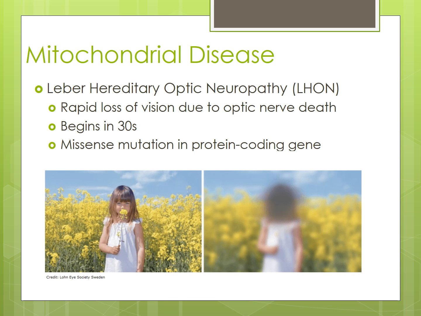An example of a mitochondrial disease is Leber hereditary optic neuropathy, or LHON. This is a rapid loss of vision due to optic nerve death, which starts around the mid 30s. Here's an example of this from the Eye Society, where you have an unaffected individual whose vision appears like this. But in LHON, you can see that you start to get blurring of the image and loss of vision in the center of vision, in that the optic nerve is starting to die, leading to loss of vision in this pattern.